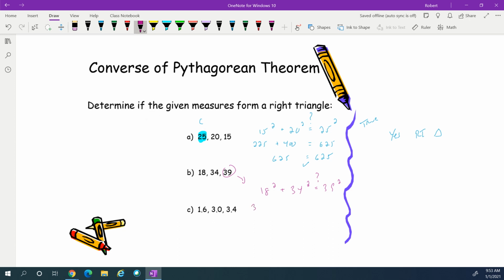18 squared is 324. 34 squared is 1156. And 39 squared is 1521. Well, let's see. 1156 plus 324 is 1480. So we can see this one did not work. This is false, which means no, not a right triangle. So it's not a right triangle.